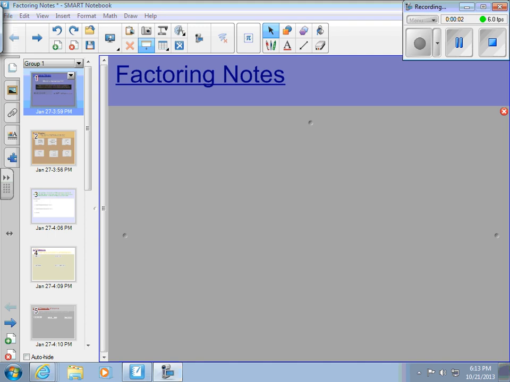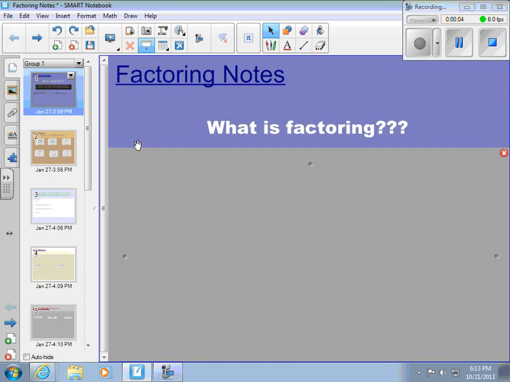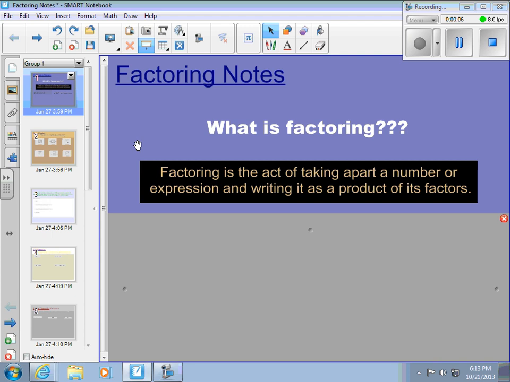Today we're going to review factoring. What exactly is factoring? Factoring is the act of taking apart a number or expression and writing it as a product of all its smaller factors. Let's look at a couple examples.